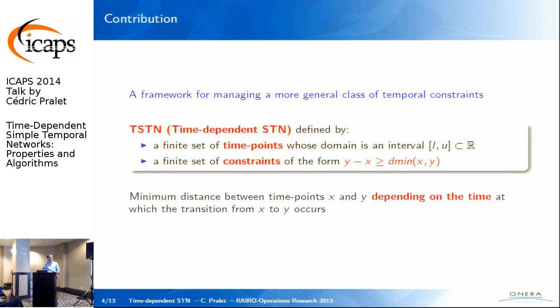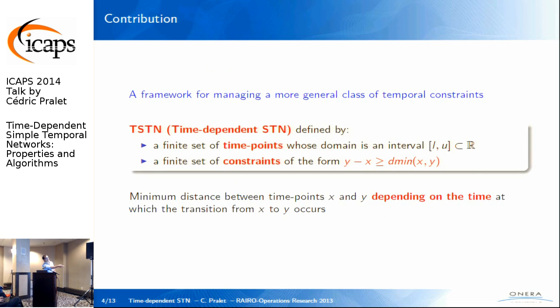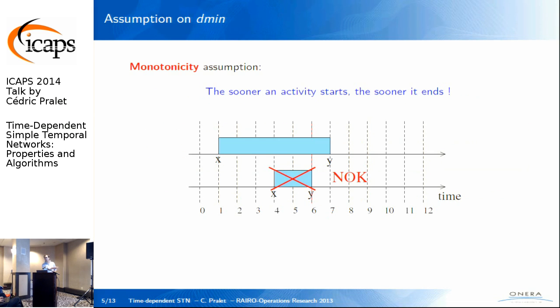The only assumption that we make on this minimum distance function is a kind of monotonicity, which says that the sooner an activity starts, the sooner it must end. For instance, such schemes are not allowed. We cannot, by starting the task later, finish it earlier. We do not consider minimum distance functions which would violate this assumption. We could end the task exactly at the same time or after, but not strictly before. And mathematically, it corresponds to a monotonicity of this function. So there is a formal definition for that.